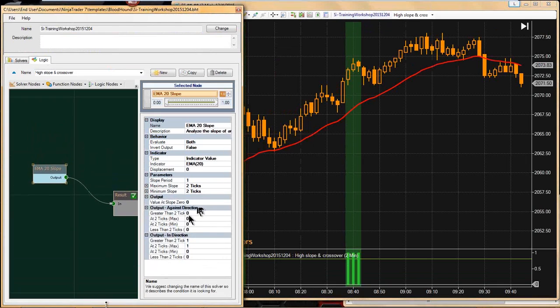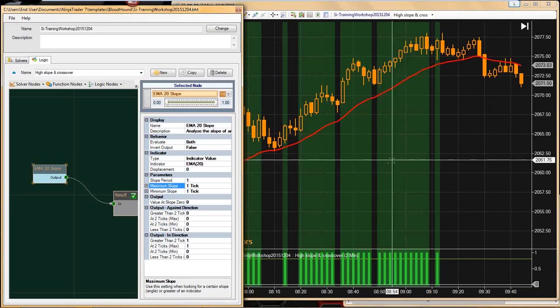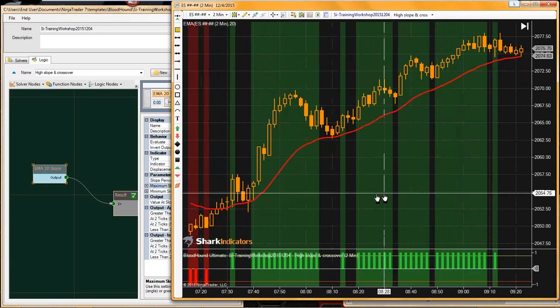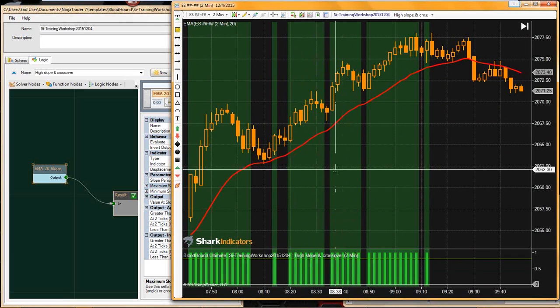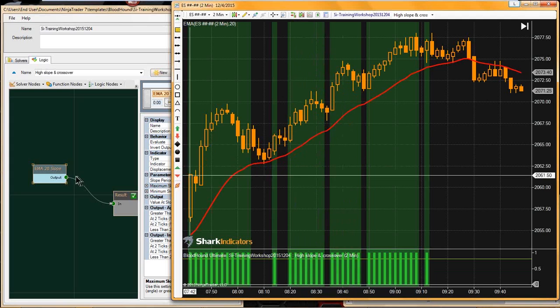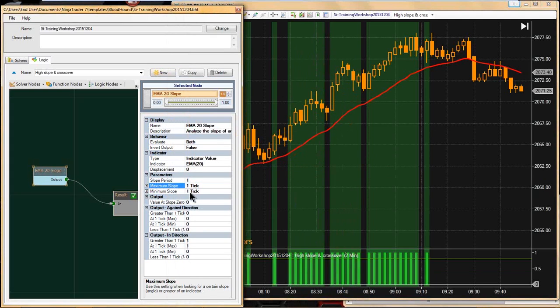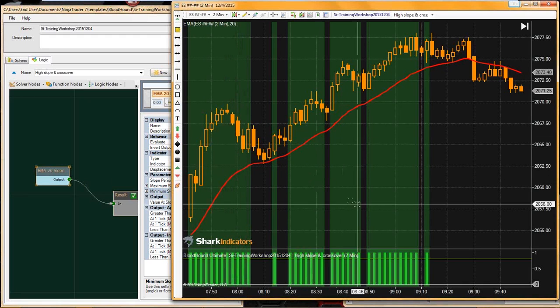Let's go back to that solver. So maybe for the ES, you might want to go back to 1 tick of slope here. Let's see what that looks like. Yeah, there we go. So 1 tick might look a little better to you. All right, it's all kind of subjective. You just have to play with it a little bit for the instrument that you're working with. So there's your first part, finding, as Terry puts it, a fairly high rate of slope.